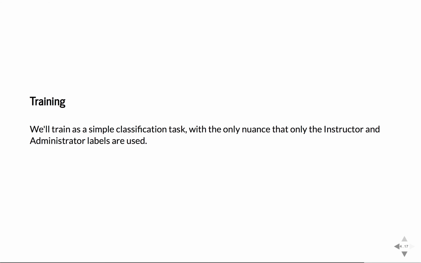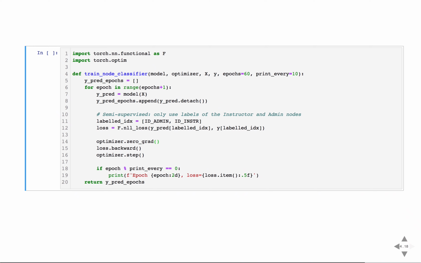So training is really just like a classification task with, again, the only nuance here being that we're doing it semi-supervised. We're not using the labels for all the nodes, just the 2 labels for the instructor and administrator. So this is our training function. First of all, we're using our model over our input features, which again is an identity matrix, and we're getting an n by 2 tensor here, which is the prediction for each node.